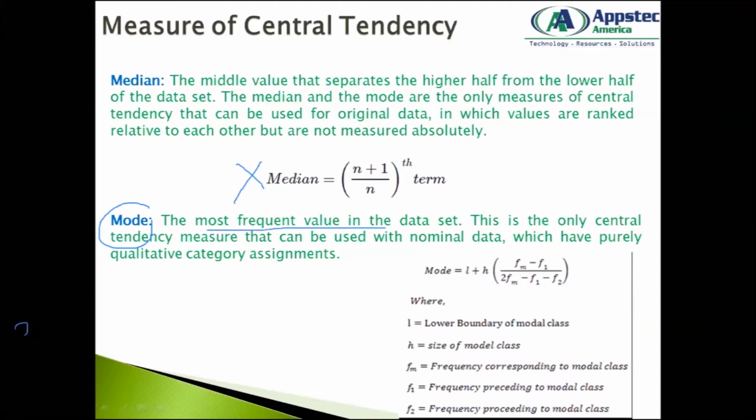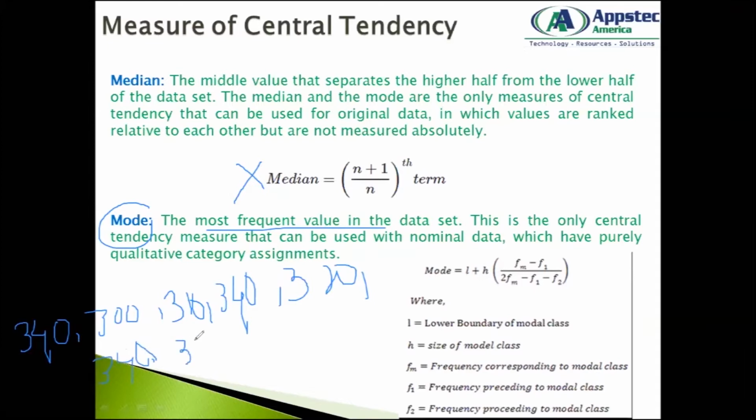So let's say I give you a data set with values of 340, 300, 310, 340, 320, 340, 350. Can you tell me what's the mode of these values? 340. Yes, absolutely, because 340 is occurring the maximum number of times. So the frequency determines the mode of my values.